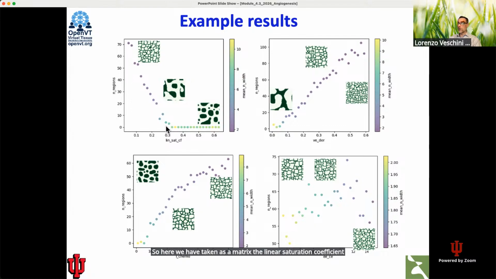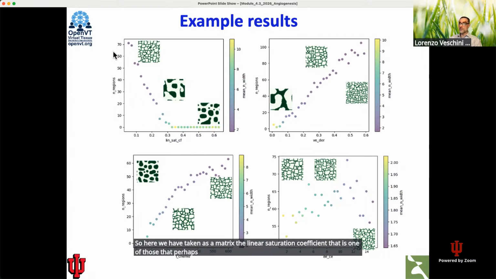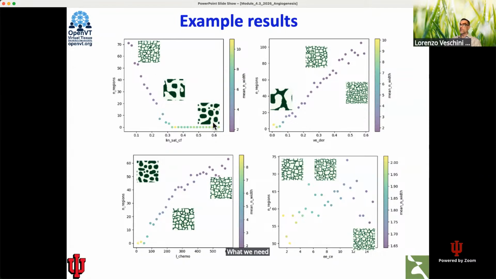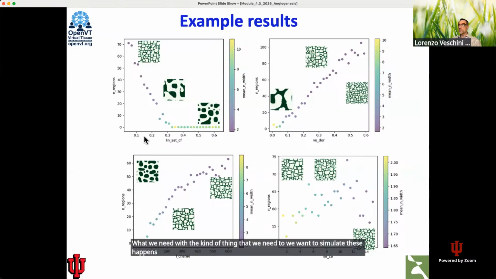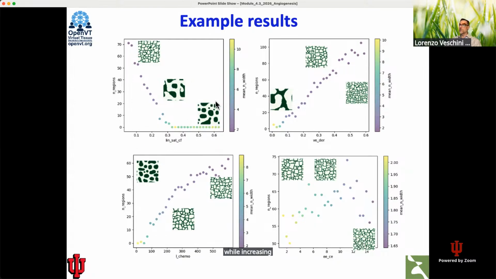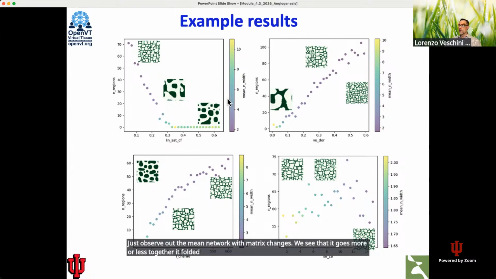That is one of those that perhaps you don't change very often, but we find that in terms of the number of regions, which is what we need for the kind of thing that we want to simulate, this happens in the low ranges of these saturation coefficients, while increasing that tends to generate blobs. And if we just observe how the mean network width changes, we see that it goes more or less together, it increases with the blobs.